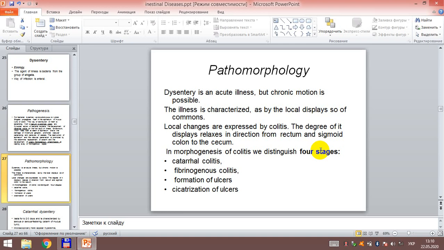In morphogenesis of colitis, we distinguish four stages. First, catarrhal colitis. Second, fibrinogenous colitis. Third, formation of ulcers. And fourth, cicatrization of ulcers. Also, four stages of dysentery. Four stages of local morphological change in dysentery: catarrhal colitis, fibrinogenous colitis, formation of ulcers, and cicatrization of ulcers.